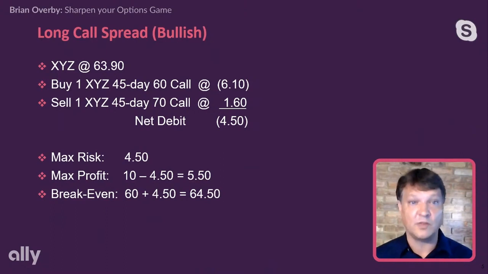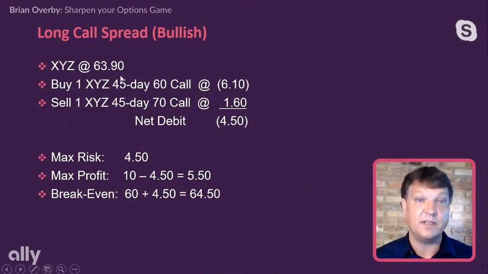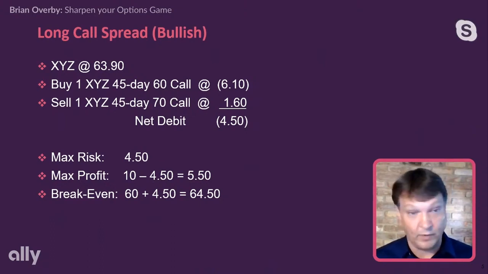All right, so our long call spread, we're bullish, first of all, realize that. If I buy a long call spread, I'm saying I want the market to go up. And to determine that, I need to look at the strike prices that I'm buying. So in this instance, XYZ is a fictitious stock. We have it trading at $63.90. We're going to buy one 45-day. So we're just going to go up 45 days. We're just picking a generic example here.